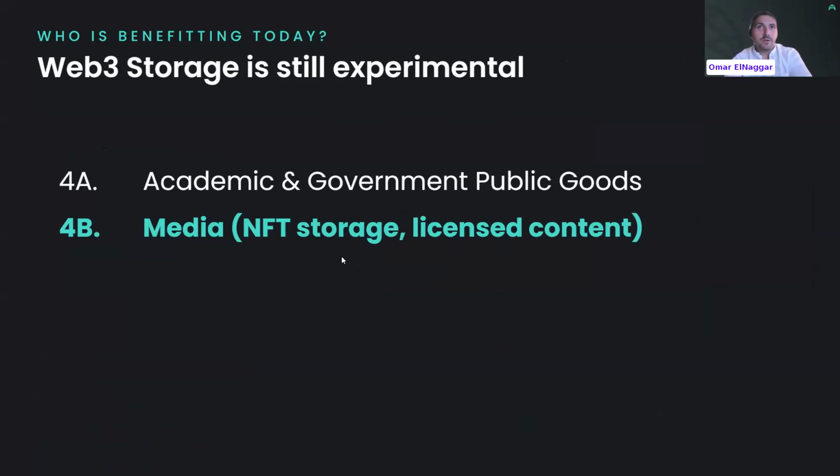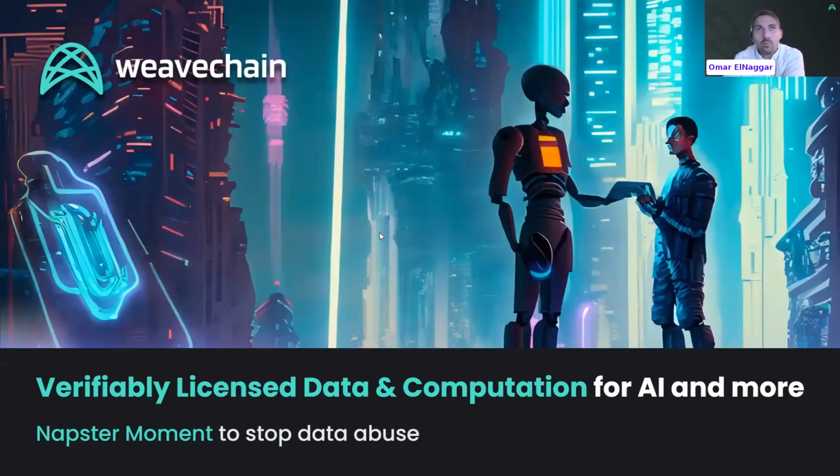That could be from storage of monkey pictures for NFTs, but we're also seeing the emergence of the use of distributed storage for licensing content. We are working on this very heavily at WeaveChain, where we're trying to license data and computation for what we're calling the Napster moment of most media. I mentioned earlier, large language models are really sucking up a lot of data under the guise of fair use. And I just don't think that's actually appropriate for most of these people that have generated copyrighted work.